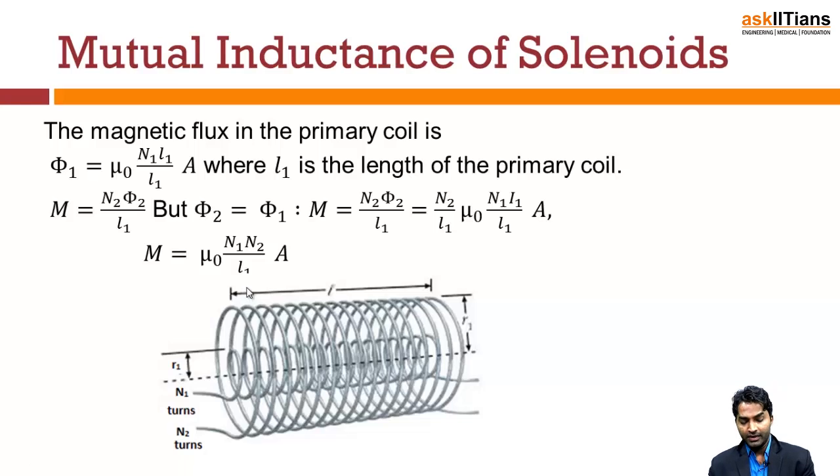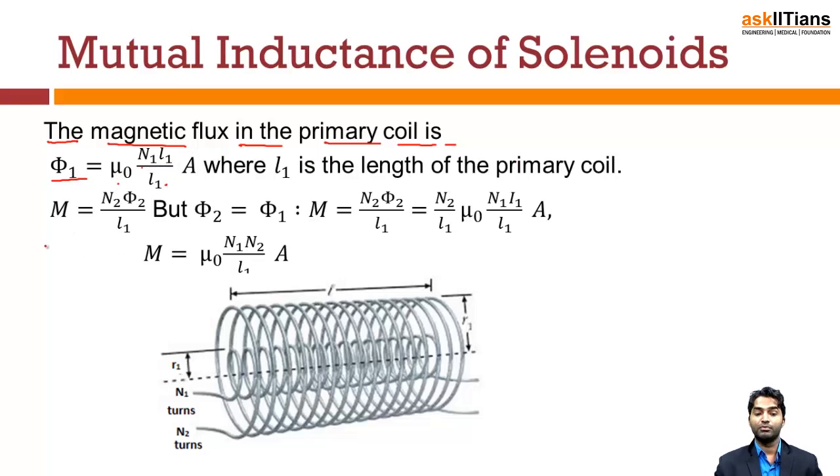Now we consider two coils connected coaxially, and this is very important. It's a very important point, how to find mutual inductance. The magnetic flux in the primary coil, flux phi 1, is equal to mu naught N I upon L into A, where L is the length of the primary coil.